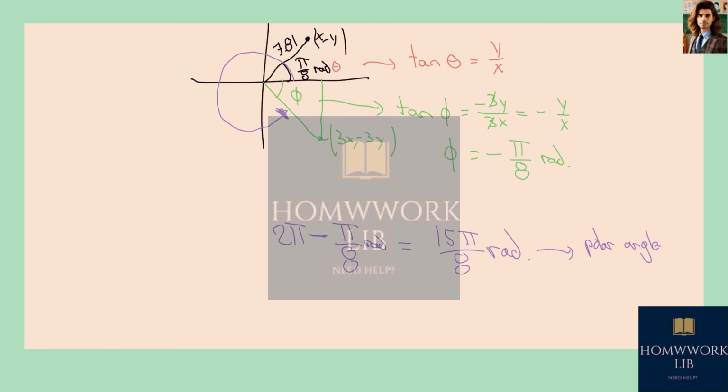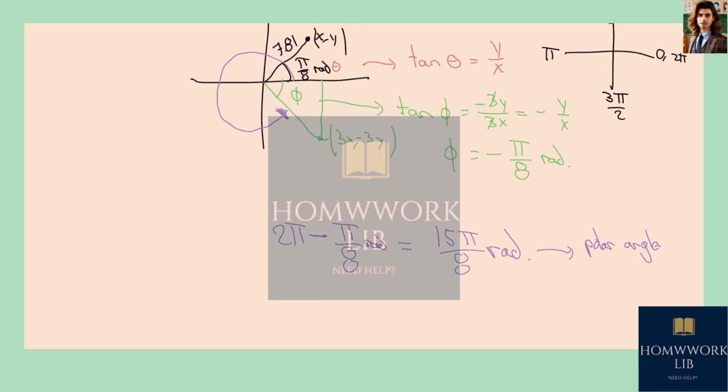Just a reminder on how radians work. This is going to be 0 or 2 pi radians, if you go all the way around. This is going to be pi over 2. This is going to be pi radians, and this is going to be 3 pi over 2 radians.